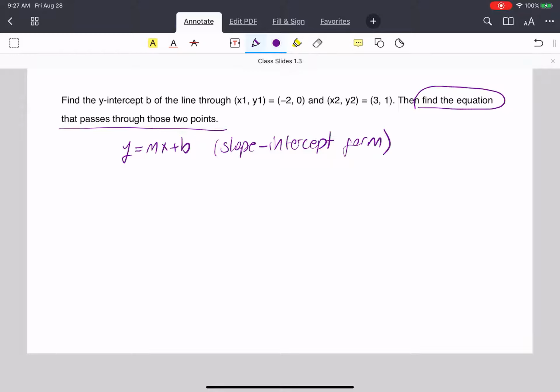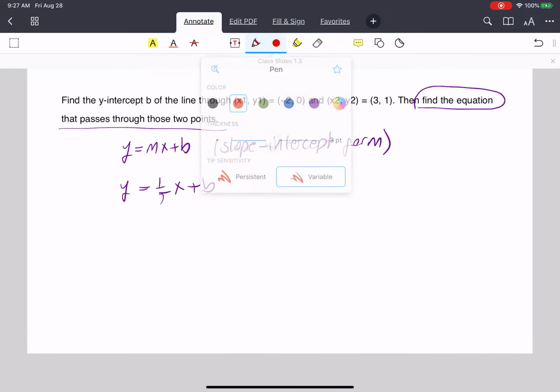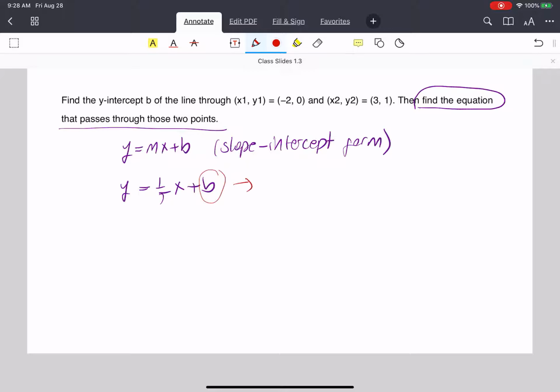Because this line has slope 1 over 5, I can represent this line using that slope. In this case m is 1 over 5, so I can say y equals 1 over 5 x plus b. It looks like my equation is almost complete, but I just don't have the b. I don't have the y-intercept. If I had a way to find the y-intercept, I would have my whole equation. So my next quest is trying to find that b.